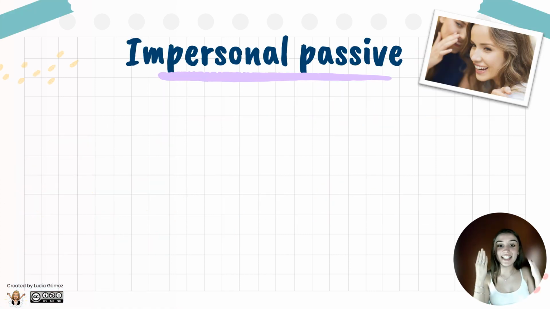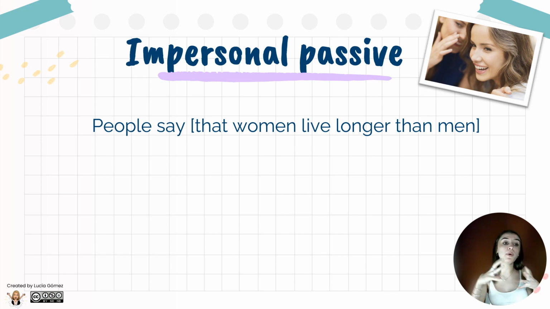So, as you can see in the picture above, we use the impersonal passive to share rumors. Imagine that I give you the sentence, people say that women live longer than men. The main difference between this sentence and the ones we've been working with before in the previous videos is that this sentence is a complex sentence. Complex sentence in English is the same as oración subordinada. De hecho, es una oración que en este caso pues tiene dos verbos, ¿vale? Y que está introducido por ese that. Ese that me introduce la subordinada, ¿vale?